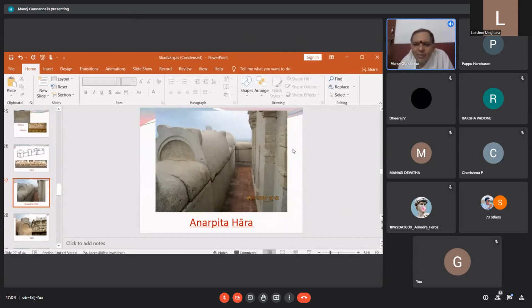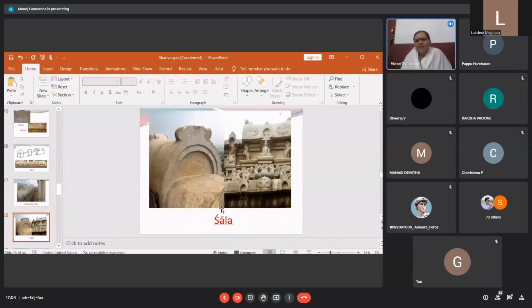And at such times, what happens? These architectural adjuncts have to be separated from the main wall of the structure. Then we have a passage, and this is called the Anarpita Hara. So this is the Shala. Shala is an elongated rectangular on plan, which is of a wagon vault kind, called Sabhakara in Sanskrit, one of the decorative members of the Hara.